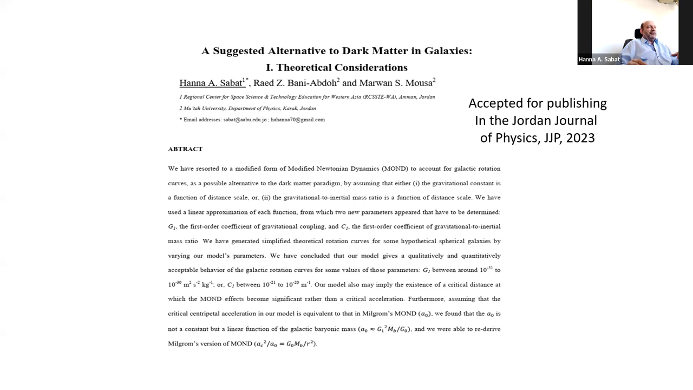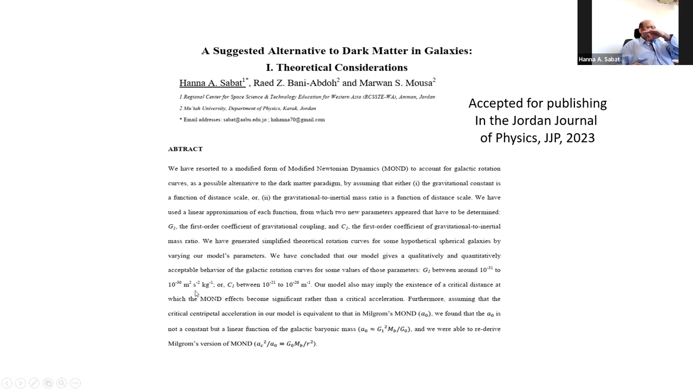And so what happened? We have concluded that our model gives a qualitatively and quantitatively acceptable behavior of the galactic rotation curves for certain values of those parameters. If we use, for example, G of R, the gravitational constant as a function of R, where G naught is the classical gravitational constant, then G of R is G naught plus G1 R. It's a linearized form. G naught we know, and G1 was found to lie somewhere between 10 to the power of minus 31 and 10 to the power of minus 30. Of course, these are the units of this constant.